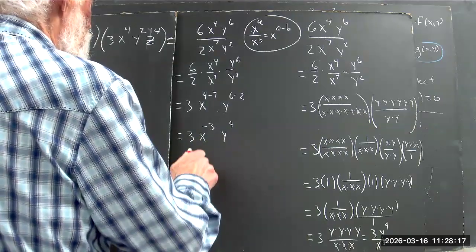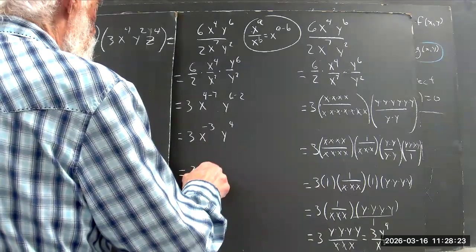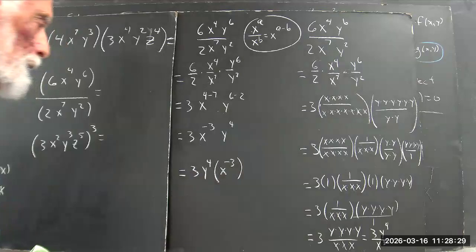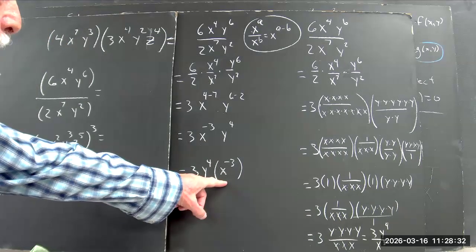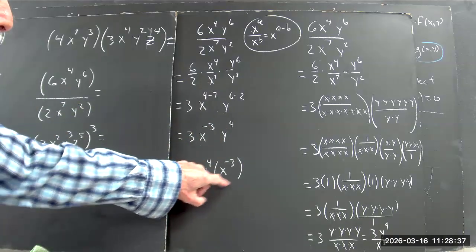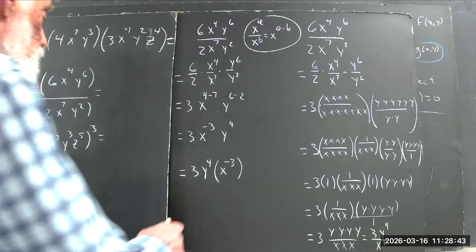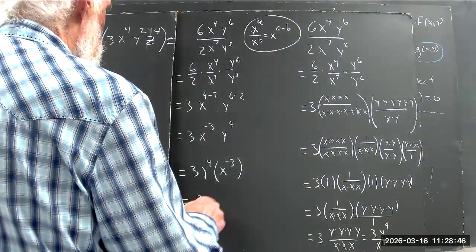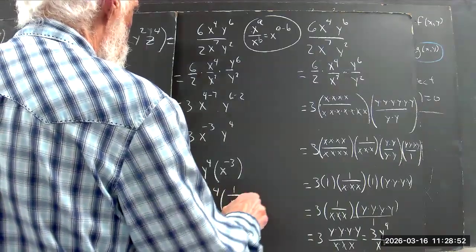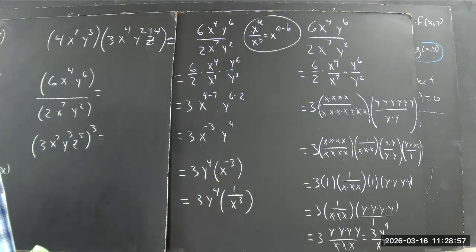We could write this 3x to the negative 3y to the fourth. This might be an unnecessary step, but I'll write it this way. I'm going to put the x to the negative 3 out on the end. So 3x to the negative 3y to the fourth becomes 3y to the fourth x to the negative 3. Again, I'm just changing the order of multiplications. And now I'll see explicitly what x to the negative 3 is. X to the negative 3 is 1 divided by x to the 3.